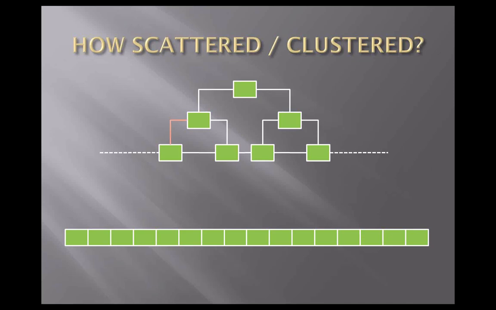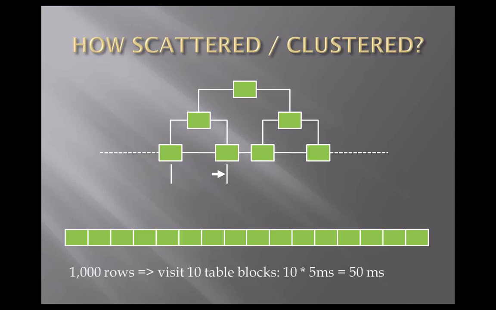In contrast, if you look at this picture again, I walk the index, and now I do the same index range scan, and I access the same number of rows in the table, but the rows are basically in the same table blocks, and I access the same table blocks over again. Then I can do the same amount of work, finding 1,000 rows in the table by, for instance, just visiting 10 table blocks, because these rows are clustered together in the same table blocks. And that is essentially what this data scattering and clustering is about.